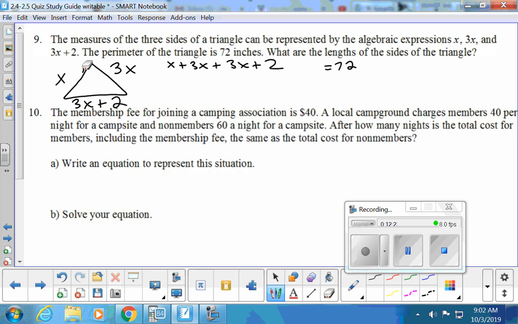7x plus 2. Yep, Garrett's right. 7x plus 2 equals 72. What are we going to do next? Minus the 2. And what are we going to do last? Divide by 7. Now, unfortunately, most of the time you get x equals 10, you circle it and move on.